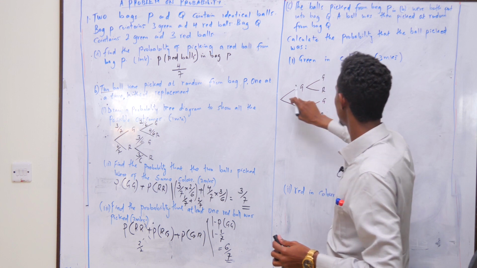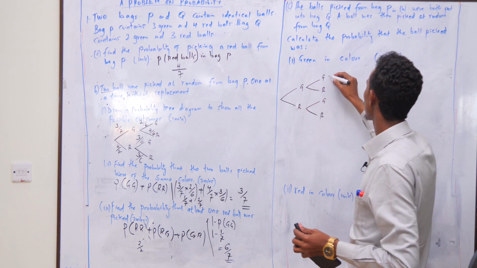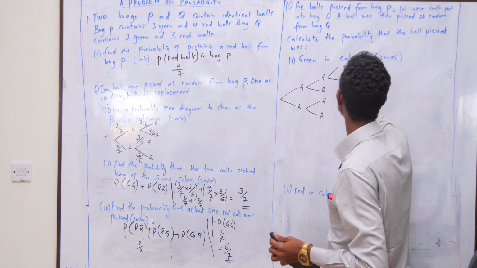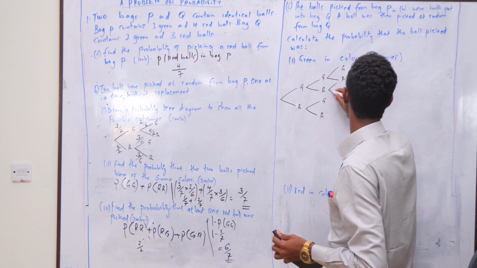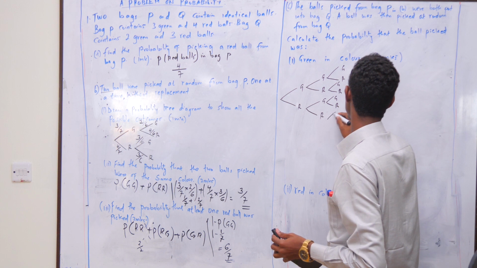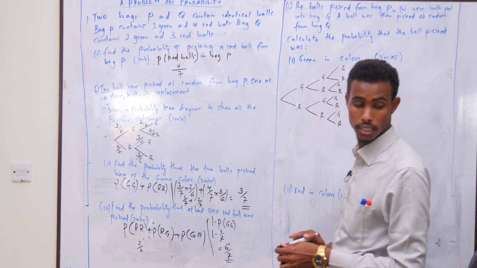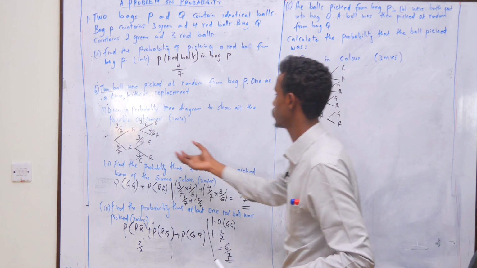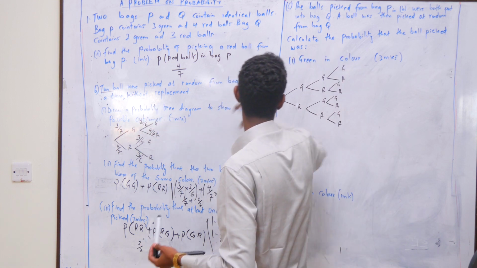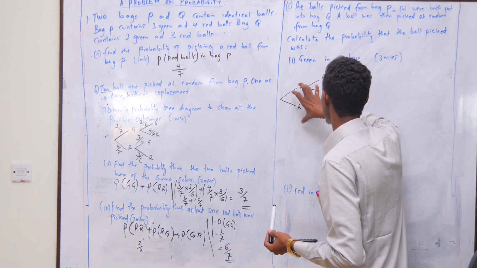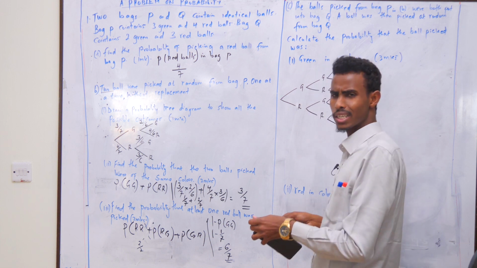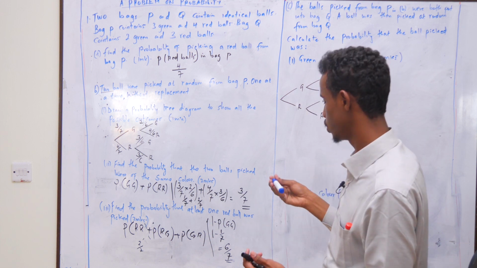Now class, the 2 balls picked from here were put into bag Q. Q, red. G, red. G, red. G, red. Now class, the two balls picked from this bag P were put into bag Q. Now this one was bag P and this is bag Q now.